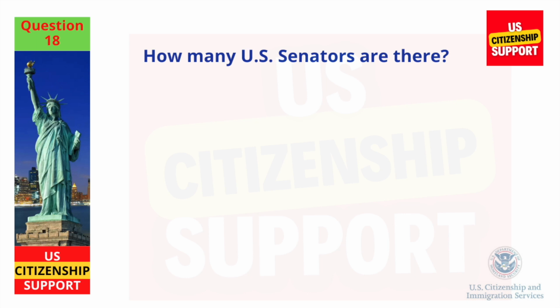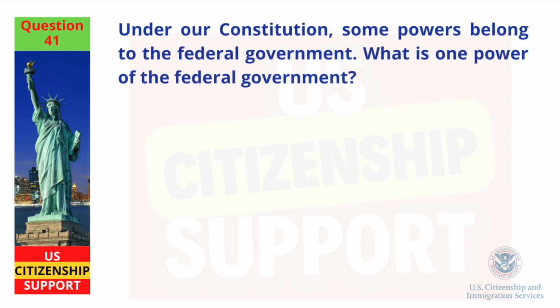How many US senators are there? 100. Under our Constitution, some powers belong to the federal government. What is one power of the federal government? To print money.